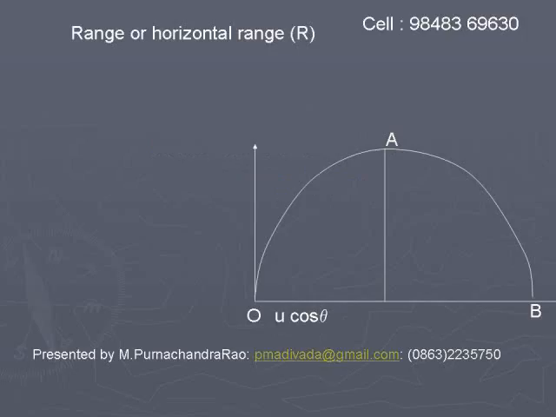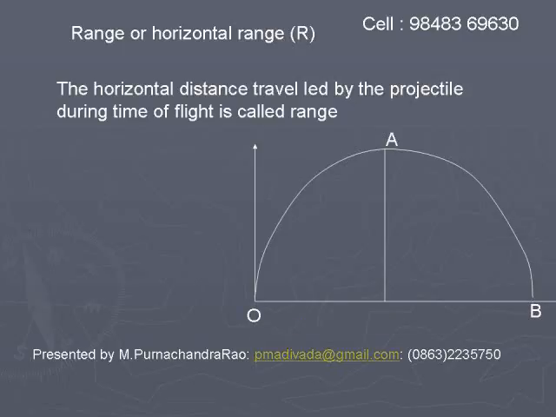Range, or horizontal range. It is the horizontal distance traveled by the projectile before it reaches the ground. The horizontal distance traveled by the projectile during the time of flight is called range. This range is attained because of the horizontal component u cos theta. Because of the horizontal component u cos theta, it has traveled horizontally.